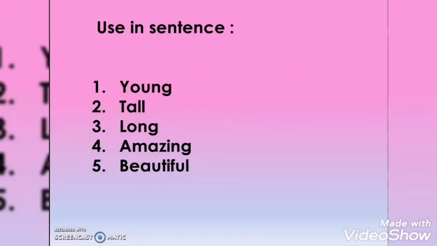Now it is your turn to use these adjective words in a sentence. For example, young, I can say younger. For example, my brother is younger than my sister. Tall, I am taller than my sister. Long, my sister's hair is longer than my hair. Amazing, I should say more amazing than, and beautiful, I should say more beautiful than, because they are more than one syllable.